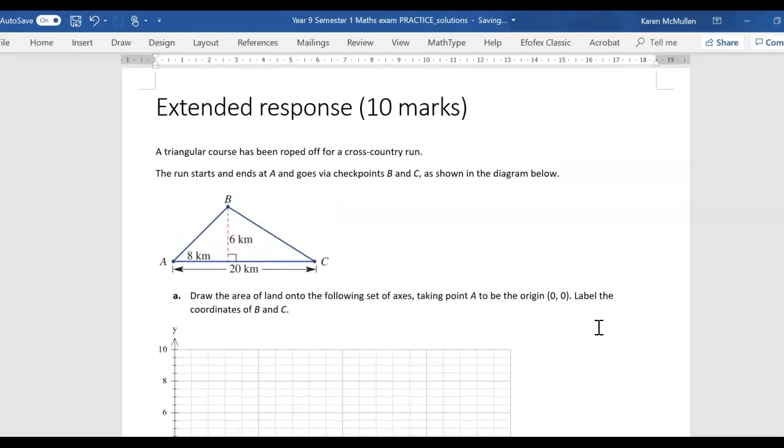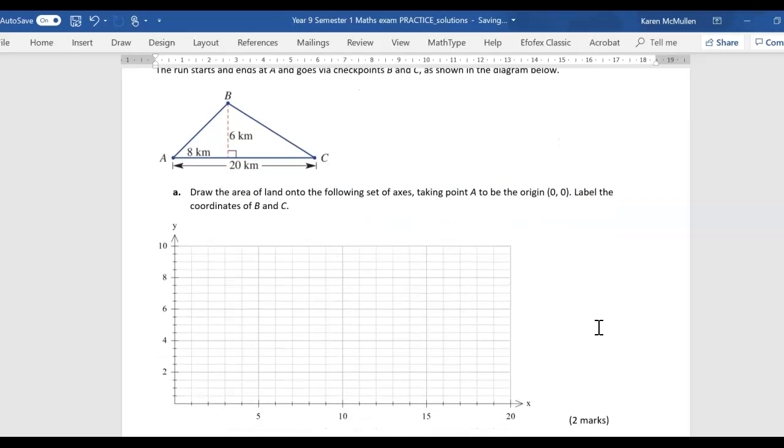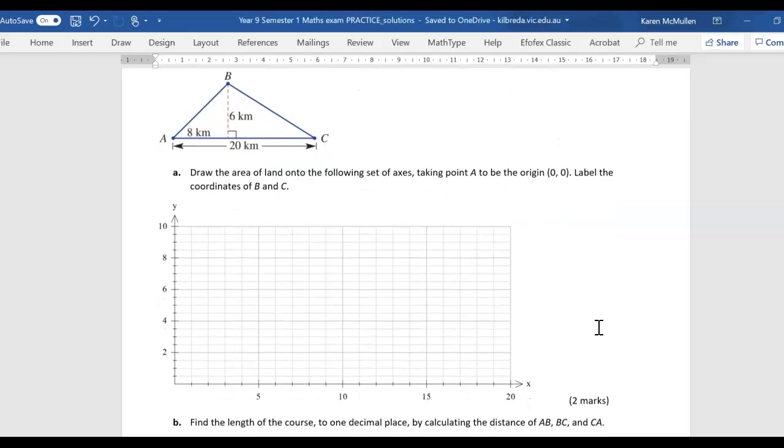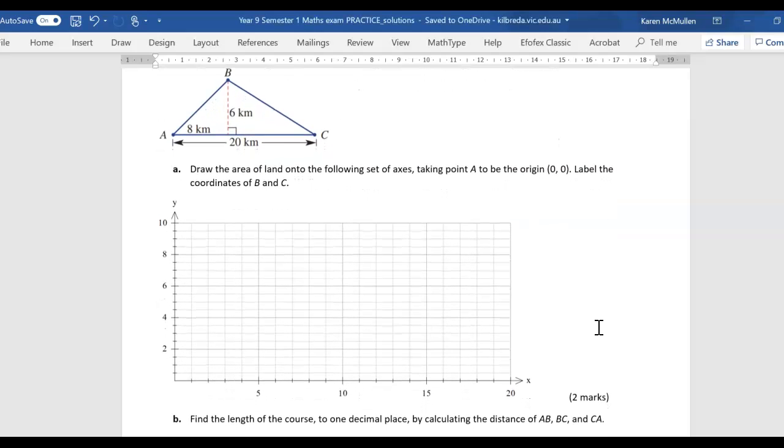All right, extended response. A triangular course has been roped off for a cross-country run. The run starts and ends at A and goes via checkpoints B and C as shown. Draw the area of land on the following set of axes, taking point A to be 0, 0. Okay, so here's going to be point A.